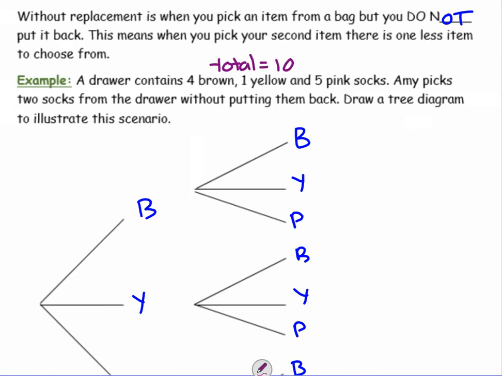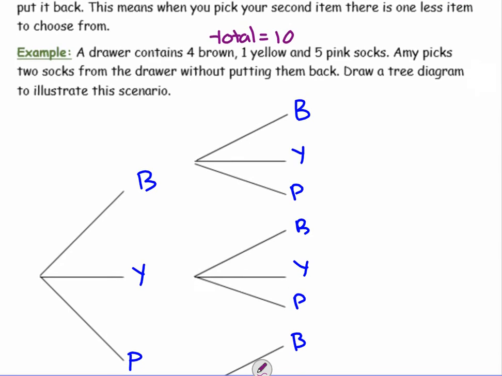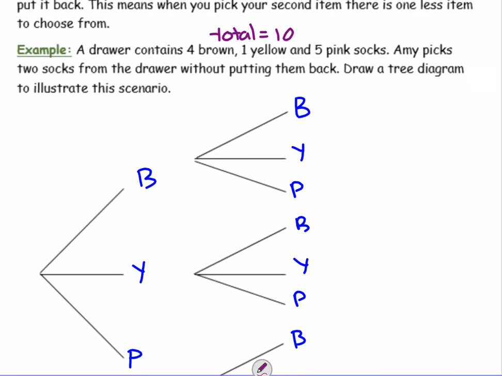So Amy picks 2 socks from the drawer, and so on. So 4 brown would mean 4 out of 10. I know in the first video he was simplifying the probabilities on the tree diagram, but to be honest, so long as your final answer is simplified, that's the main thing. So if you're not sure, you could always do this. 4/10 divided by 2 equals 2/5. We've got 1 yellow and we've got 5 pink socks. So again, if you want to, you can do this. That simplifies to a half.